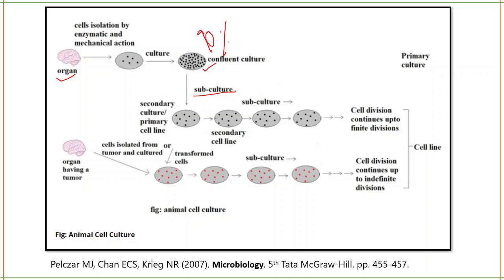Next, you'll keep on subculturing. So cell division continues up to finite divisions. After that, it undergoes a process called aging, or senescence. They'll stop growing.